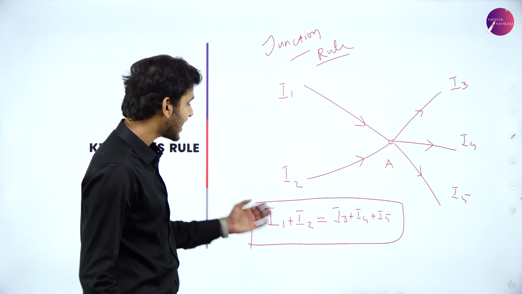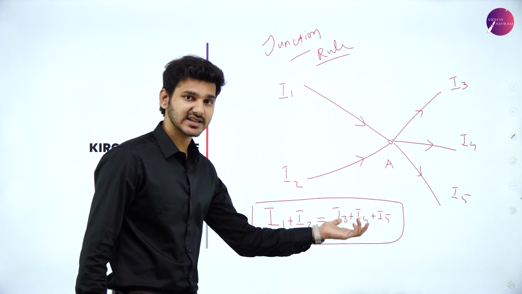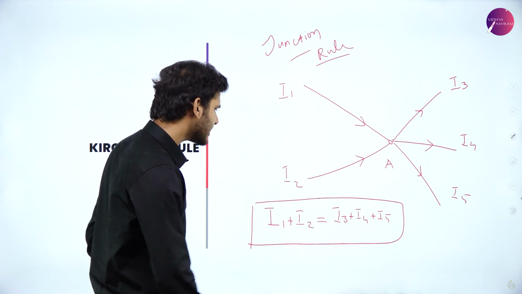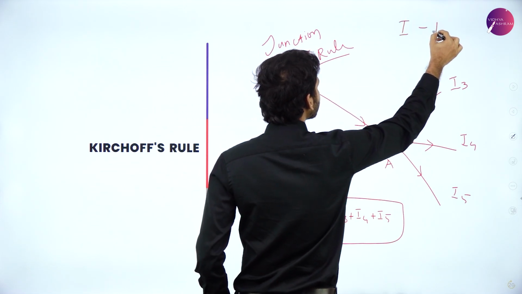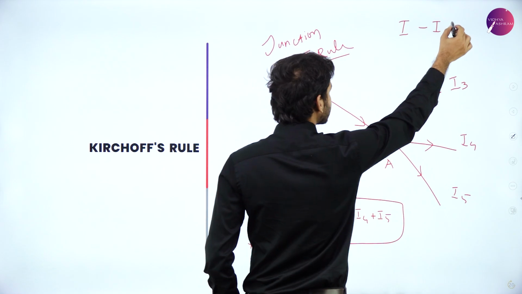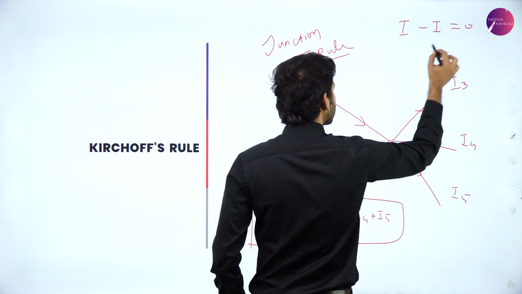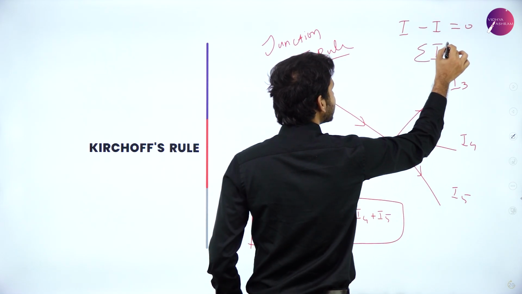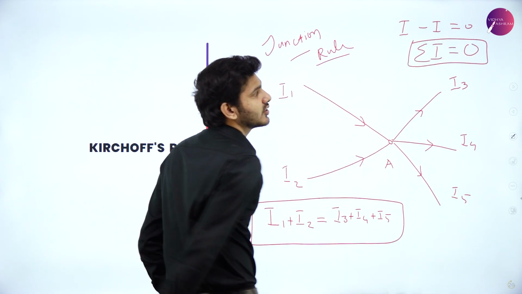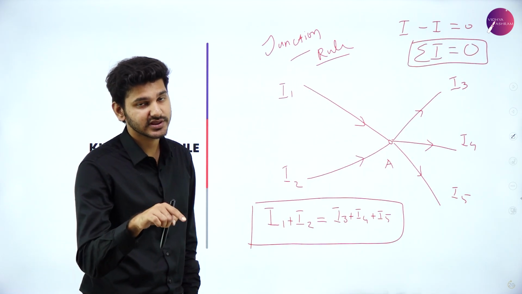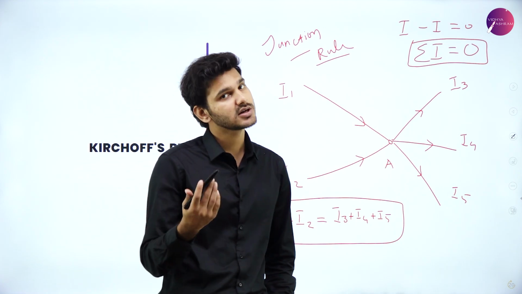All the current entering into a junction will exit from that junction, which means that if I amount of current is entering, I amount of current will be leaving the junction, which means that net current in that particular system will be zero. This is the junction rule. That is the first rule said by Kirchhoff.